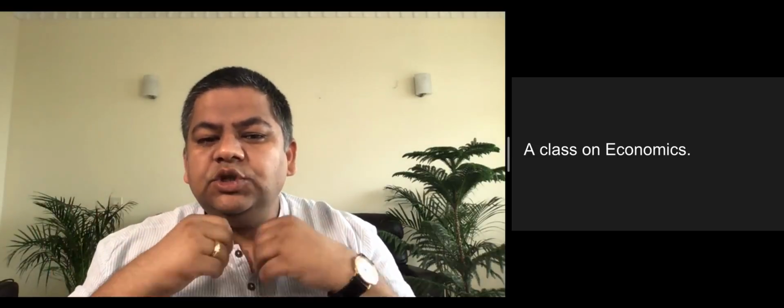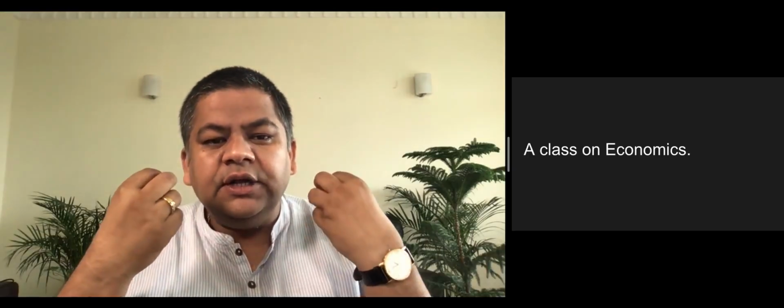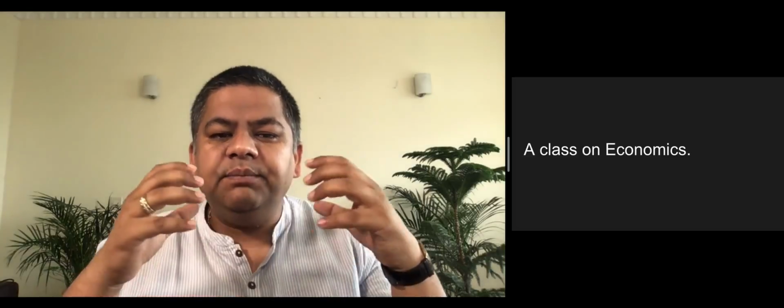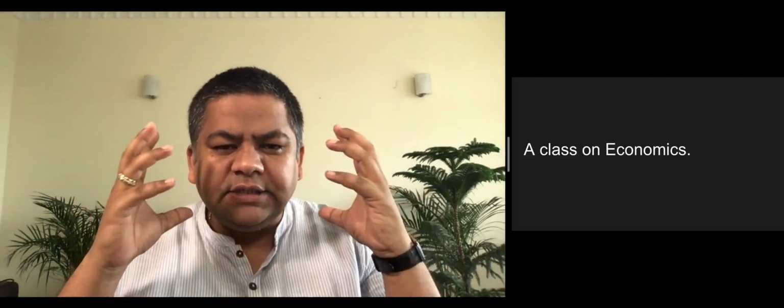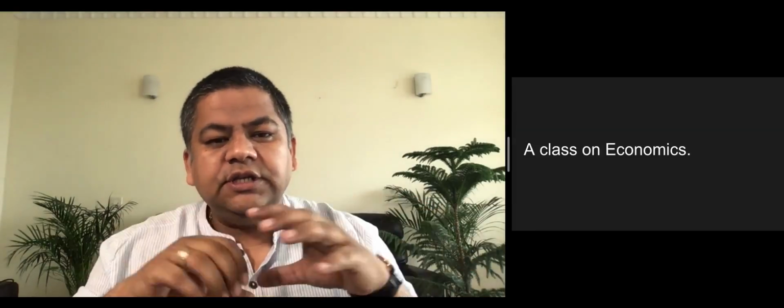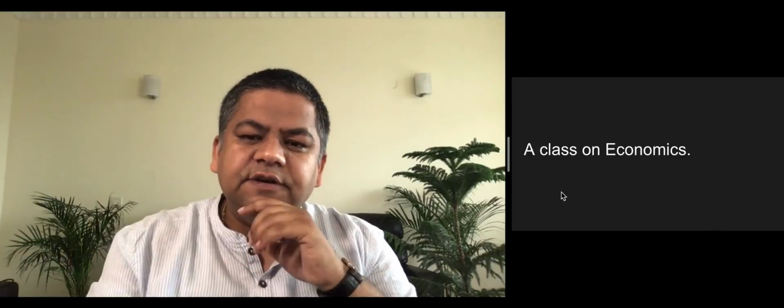So once you are aware of those indicators, you understand them really well, you will be able to comprehend the complex economic news and make some sense out of those news if you know those indicators. So three things we will cover in this class, a class on economics. First things first, let's move and understand the definition of economics.